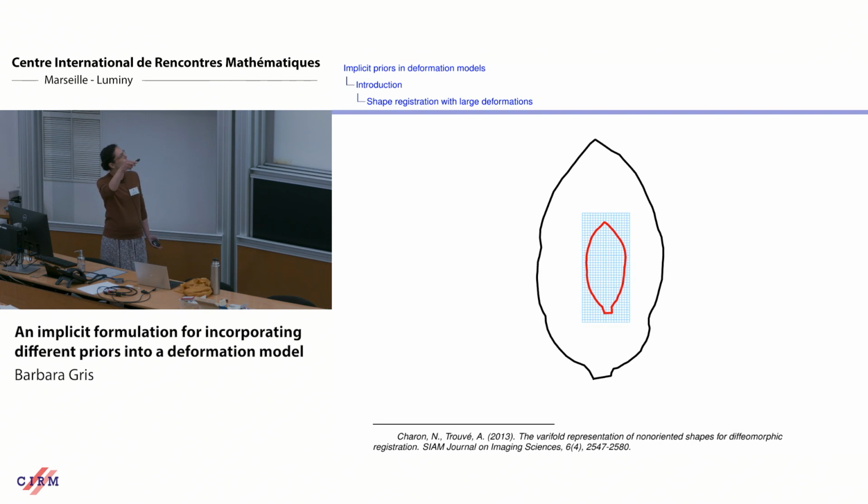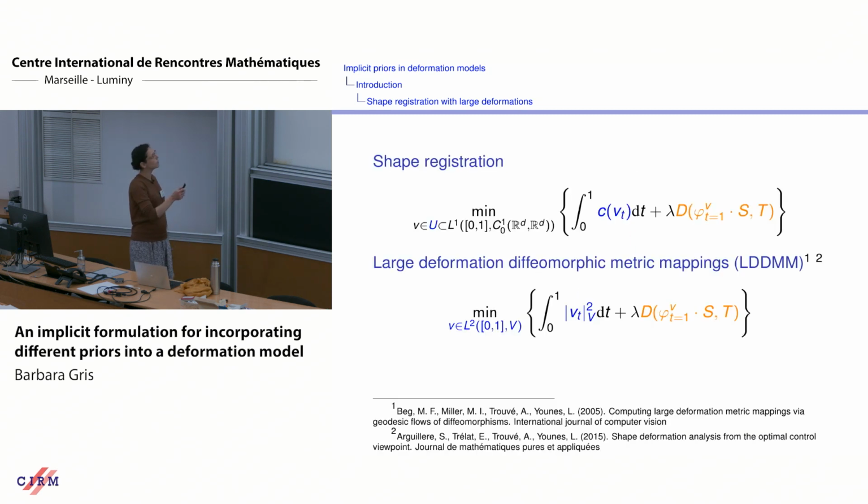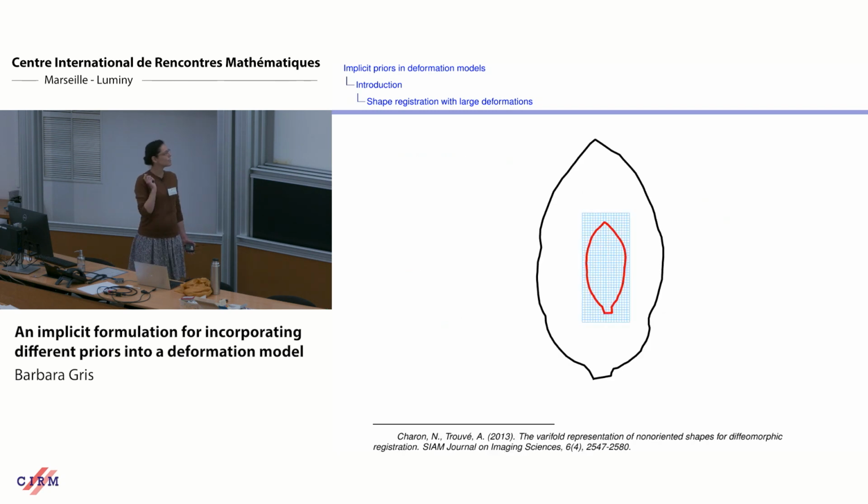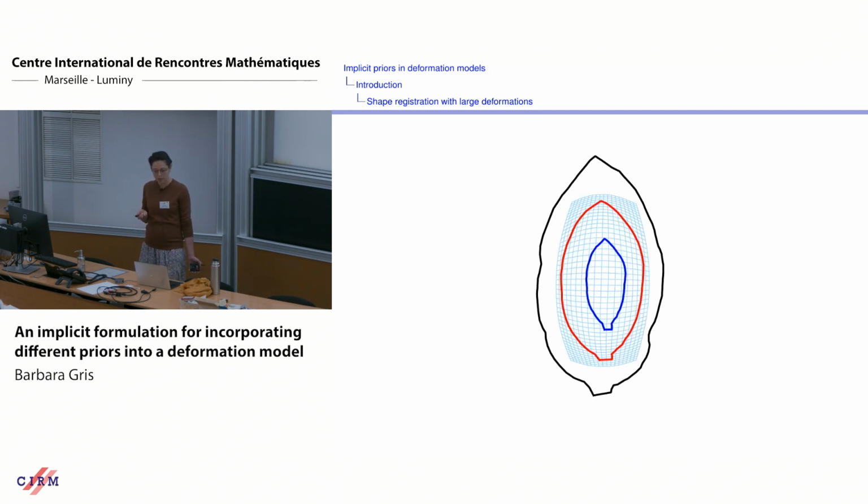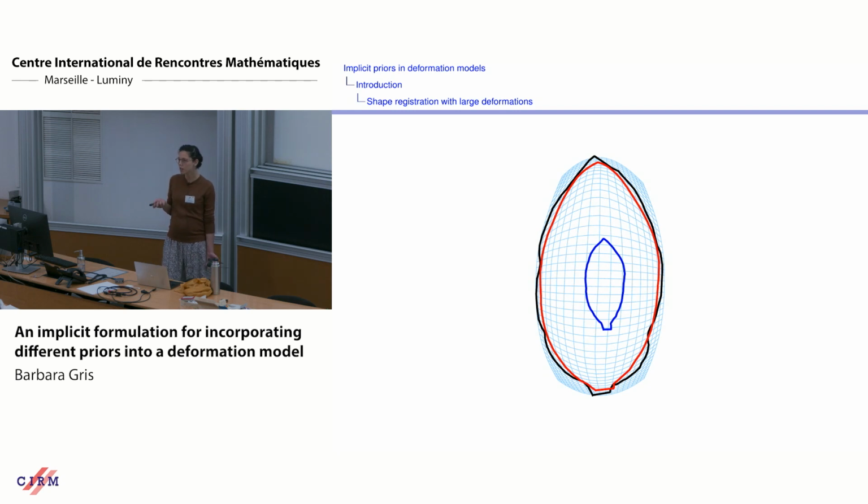For instance, here, if you want to register the small leaf into the large one, the distance D of the data attachment term is defined with varifolds, so it's the support of the curves that are compared. We do not assume any point correspondence, and here's the kind of result you obtain. So this is a very nice result, of course.